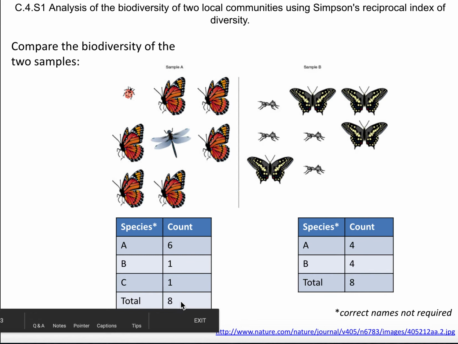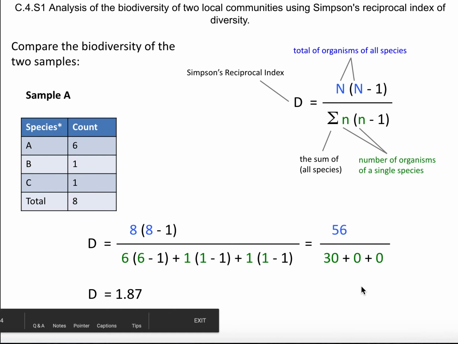This would represent N. For sample B, you would see there's only 2 species. So we have this moth, and we have this, I think it's an ant. There were 4 of each of them. That's 8. So let's look at sample A first.